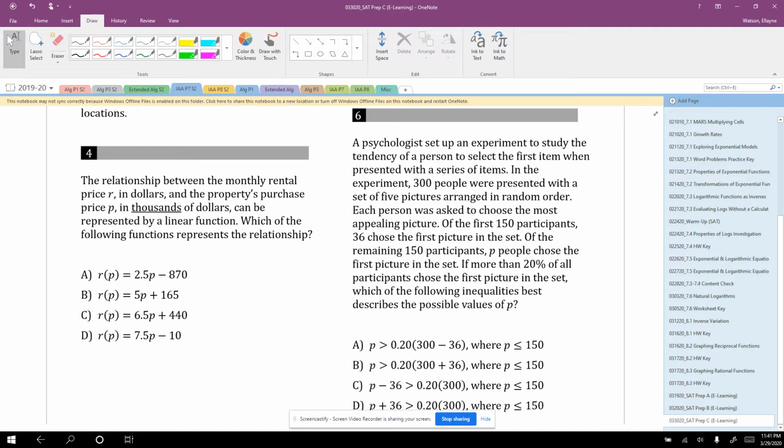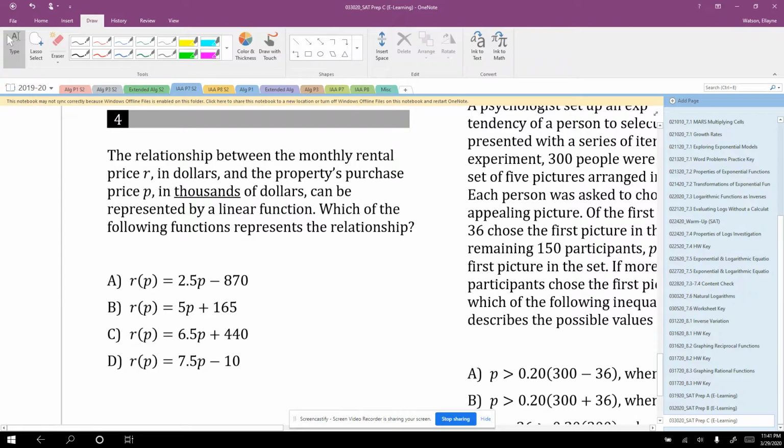So number 4 says, the relationship between the monthly rental price and the property's purchase price can be represented by a linear function. So again, we're dealing with y equals mx plus b. Which of the following functions represents the relationship? So these are all in this form. And the first thing I do is I look at my options and I notice that these all have different slopes. Why that's helpful is that if I can just find the slope, and I'm confident in finding the slope, then I don't even have to worry about finding the y-intercept, right? So if I find the slope, they're all different.